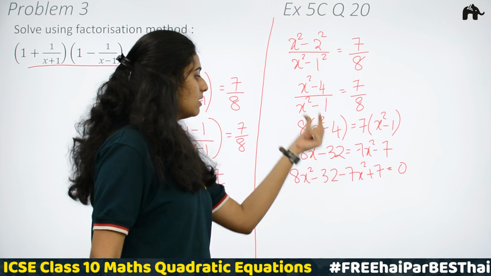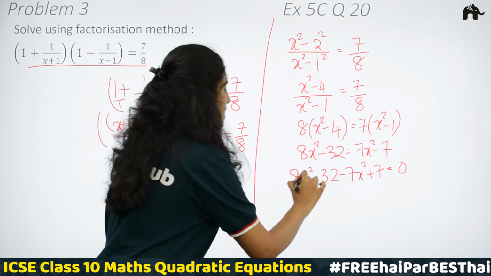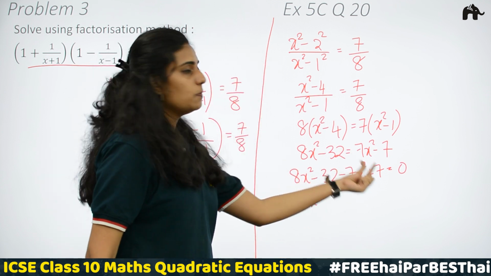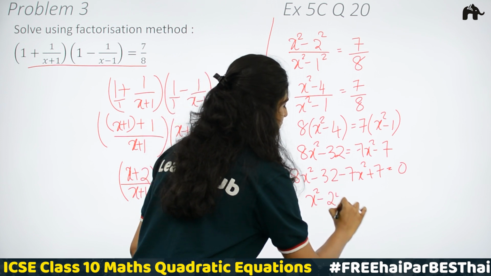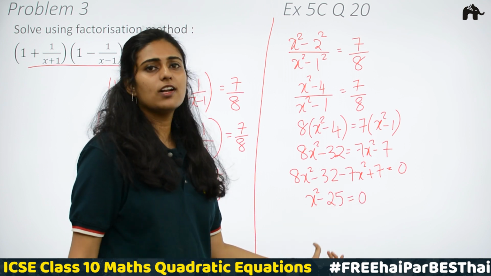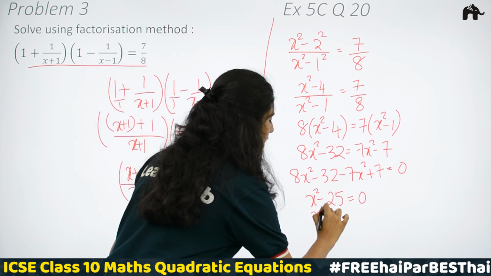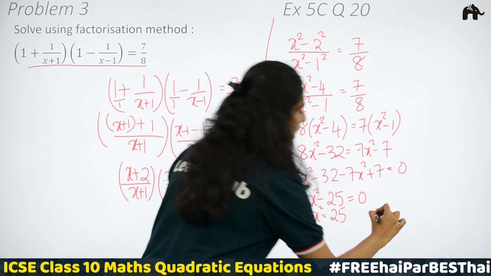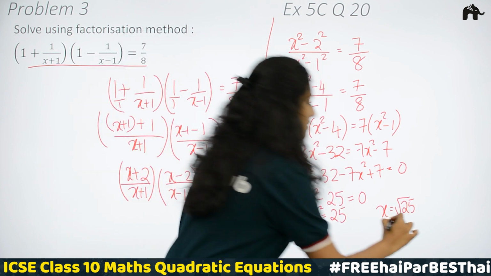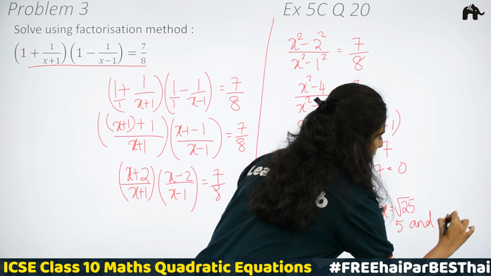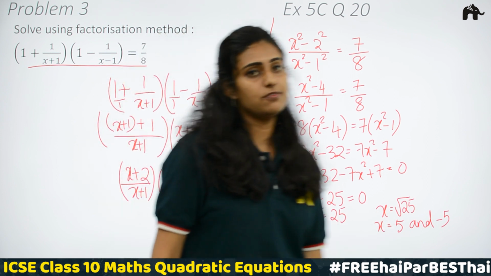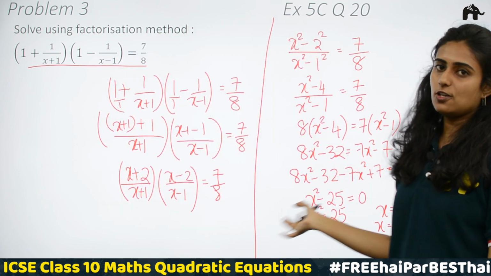7x square minus 7 becomes minus 7x square plus 7. 8x square minus 7x square, that is x square. Minus 32 plus 7 minus 25 is equal to 0. x square minus 25 is equal to 0. Then what are the values of x? x square will be equal to 25 or x is equal to root of 25. Root of 25 are 5 and minus 5. x is equal to 5 and minus 5. We got the values of x.